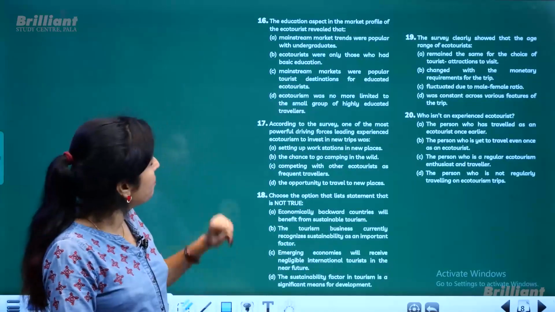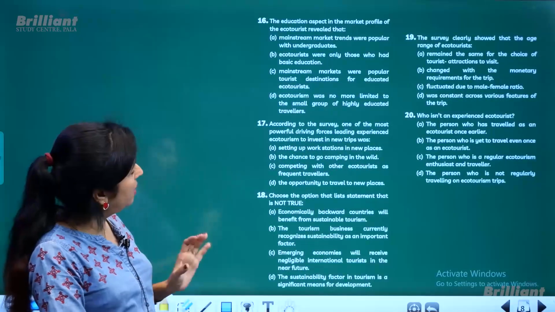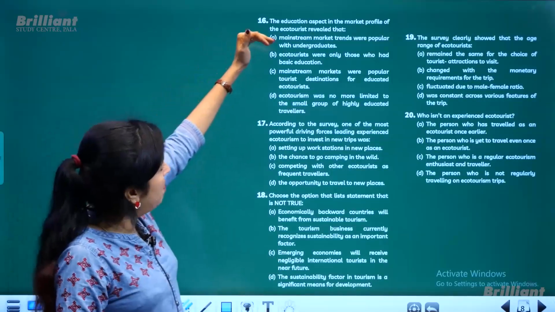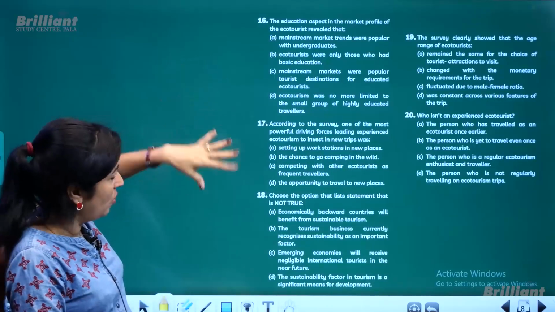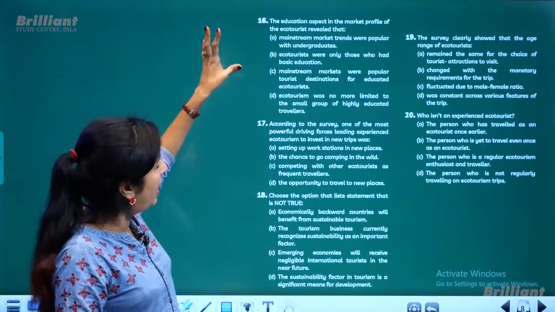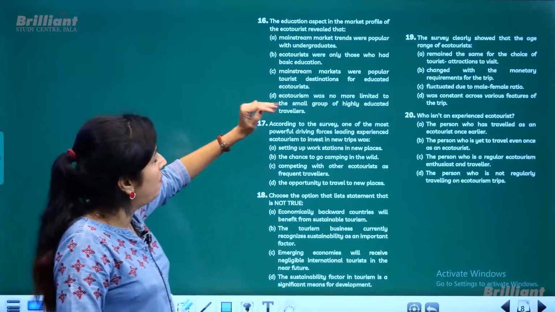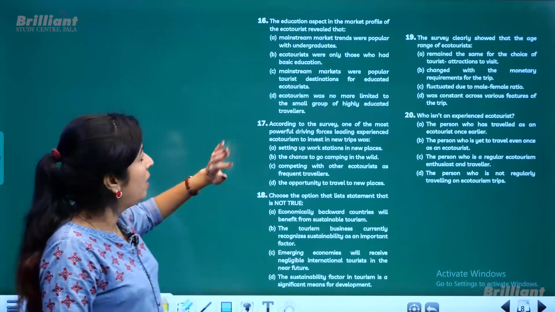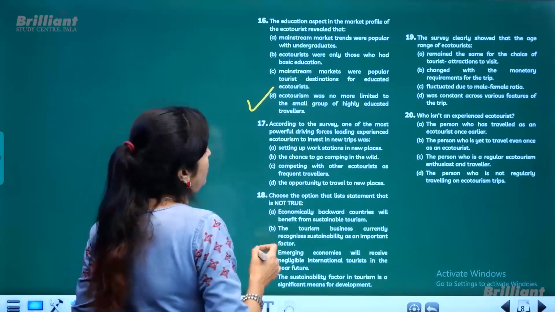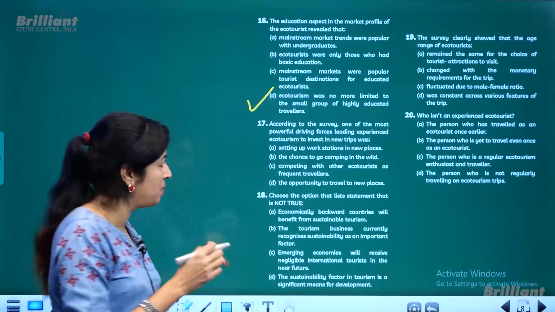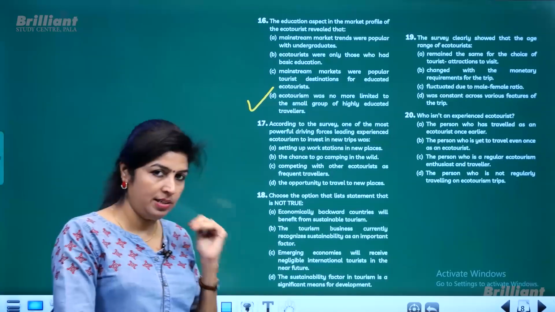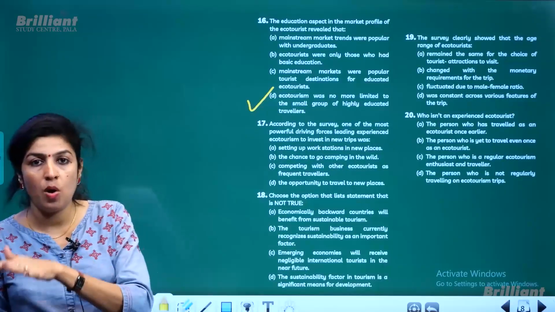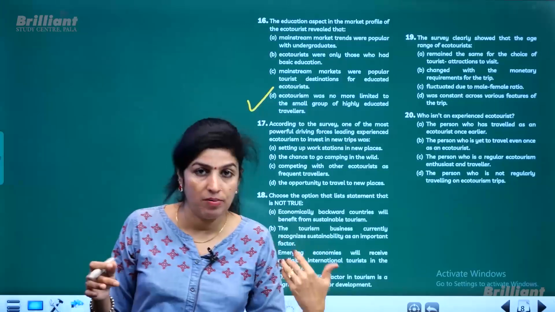Then next is the education aspect in the market profile of the ecotourist revealed about the market profile. Mainstream market trends were popular with undergraduates, no. Ecotourists were only those who had basic education, not necessary. Mainstream markets were popular tourist destinations for educated categories only, no. But this fourth one, ecotourism was no more limited to the small group of highly educated travelers. It is not confined to a small group where the travelers are highly educated.